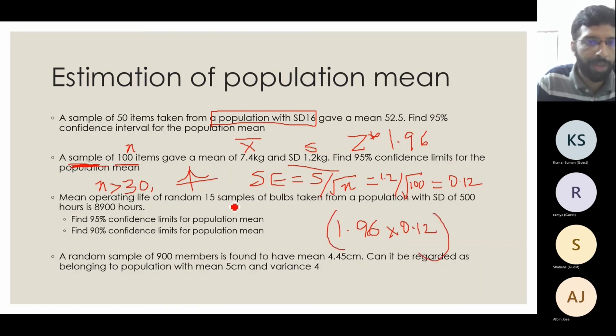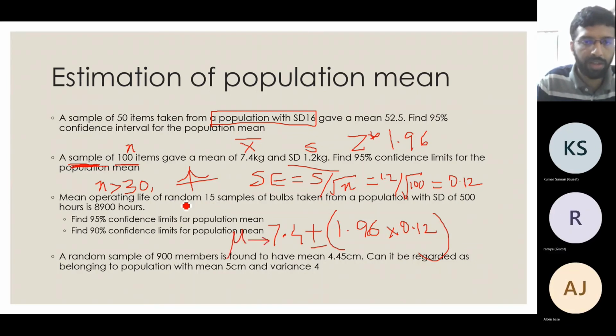And to compute my estimate of the mean, I have to take the sample mean plus or minus. So this will be my confidence interval corresponding to the estimate of mu, which is the sample statistic, the sample mean 7.4, plus or minus the margin of error, which is given by Z star into the standard error. So same as what we did in the first problem.